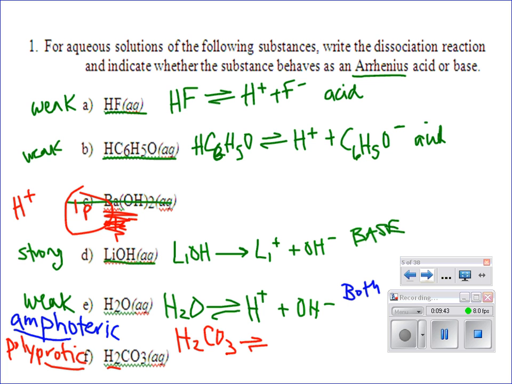And this is a weak acid because it's carbonic, so it's going to be at equilibrium. And so you get H plus and HCO3 minus 1. And then an additional step will happen where you have your HCO3 minus 1, and it's going to lose another H. Okay?